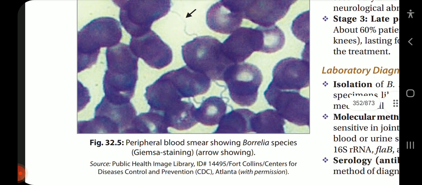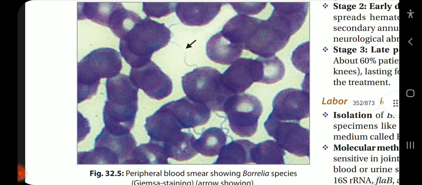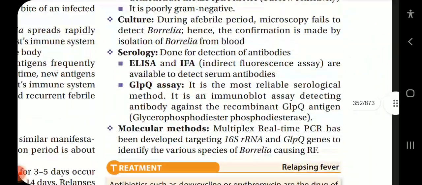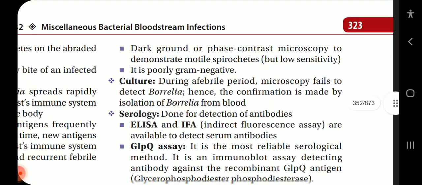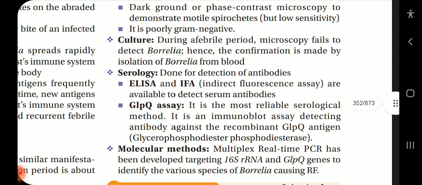Now, in this figure, we can see the peripheral smear showing Borrelia species, Giemsa stain, with this arrow showing the Borrelia species. Dark ground or phase contrast microscopy can demonstrate motile spirochetes but has low sensitivity. It is poorly gram negative, culture. During afebrile period, microscopy fails to detect Borrelia, hence the confirmation is made by isolation of Borrelia from blood.